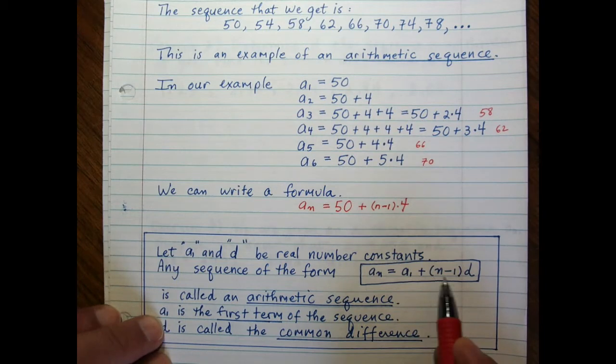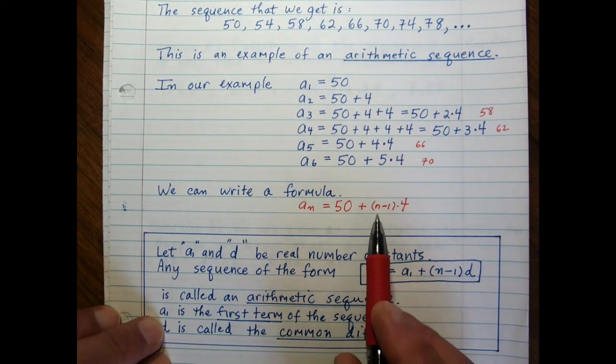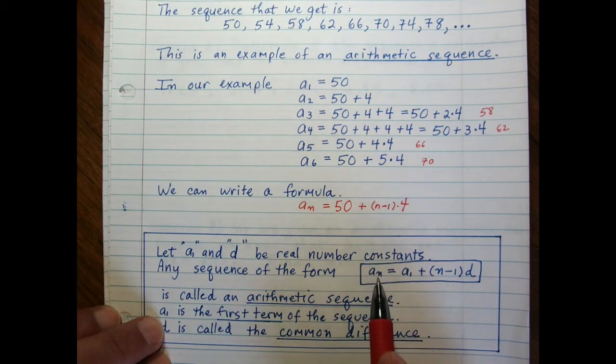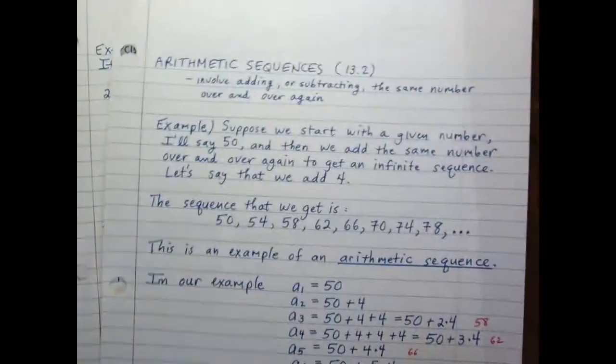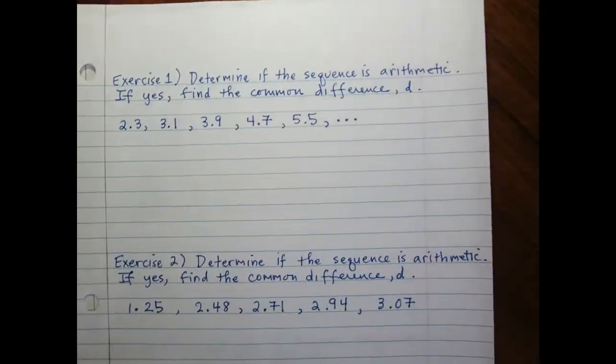And this n minus 1 is going to be the same no matter which arithmetic sequence we're working with, because you're always going to get the nth term by taking the first term and adding on n minus 1 copies of that constant D. So let's start doing some problems.